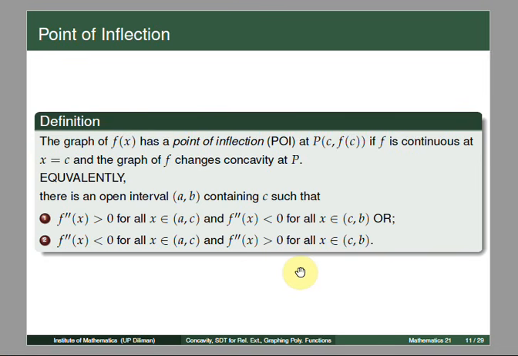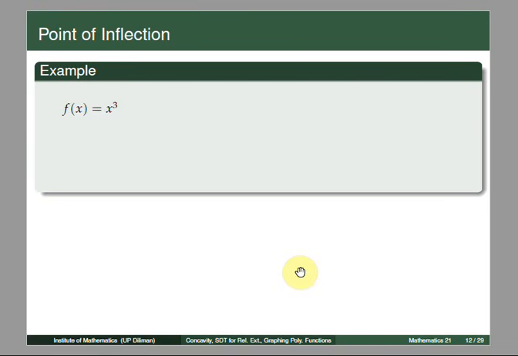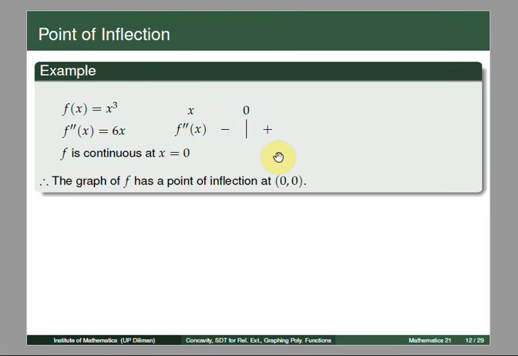Let us revisit our previous examples. We have f of x equals x cubed. We know that f double prime of x is 6x, and the table of signs, which we have already done in our previous video, is the following. We note that f is continuous at x equals 0, and there is a change in concavity from negative to positive, concave down to concave up. Hence, the graph of f has a point of inflection at the point (0, 0), which is evident on the graph of x cubed.